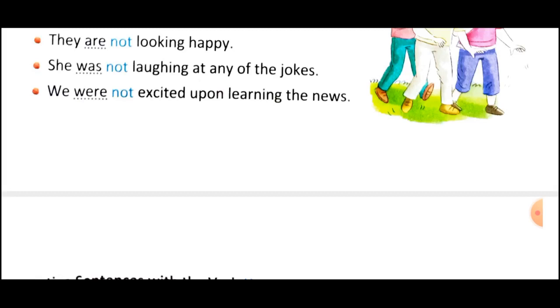Next is we were not excited upon learning the news. Here we is your subject, were is your helping verb that is used in past tense, and after the helping verb you have to put not, and then the rest of the sentence you have to write.